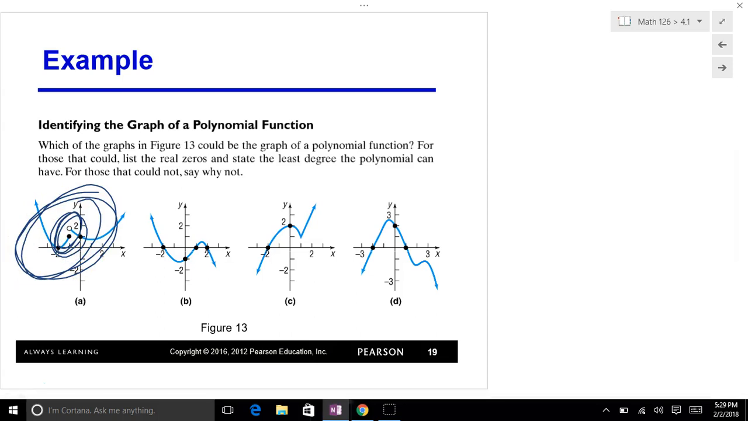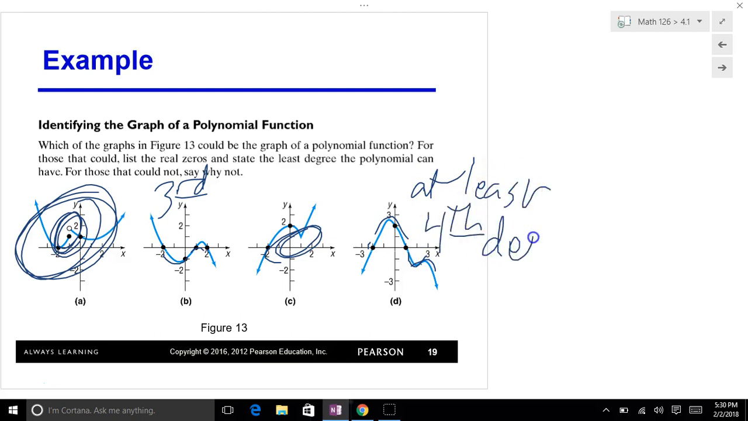And so then you count the turning points. 1, 2. So it's at least a third degree. This is at least a third degree. This one's not a polynomial. You got the sharp edge here. This one is, you got 1, 2, 3 turning points. This is at least a 4th degree polynomial.